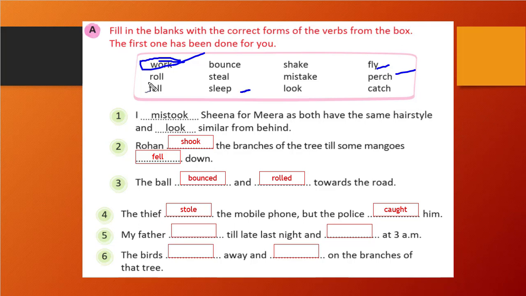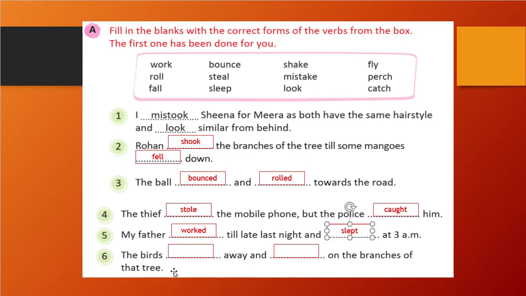My father worked. So work is the one word, and late night, what will you do? Late night you will sleep, right? Sleep is the second word. So these two words we will use to fill this blank. So my father worked, right? We need to write in the simple past. So work is there till late night, and what time he slept? Sleep's past is slept, at 3 a.m.